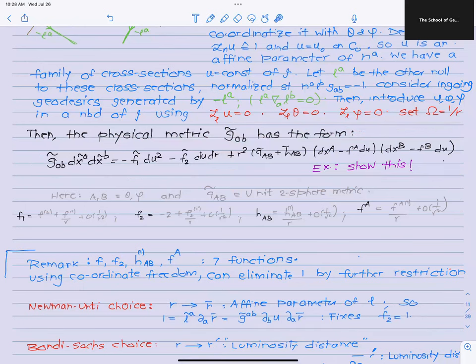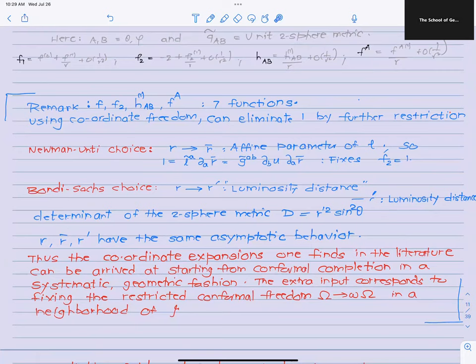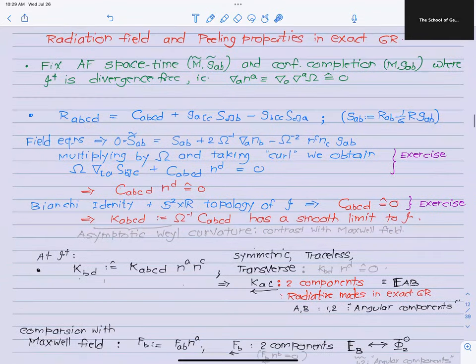that immediately tells me that the metric has this form, but there is still 1 degree of freedom, 1 coordinate freedom that is left, and I can use another coordinate condition, and this is what people have done. We're not going to use these coordinate conditions. This is just because some of you are probably familiar with these Bondi type expansions or Newman-Unti type expansions, and this makes an explicit connection between the coordinate-free approach of conformal completions and what we have done here. So the coordinate expansions one finds in the literature can be arrived at starting from the conformal completion in a systematic geometrical fashion, and the extra input corresponds to fixing the restricted conformal freedom in a neighborhood of Scri by these coordinate conditions.